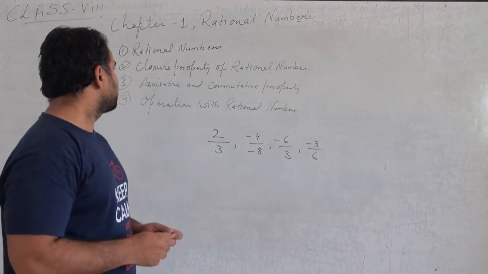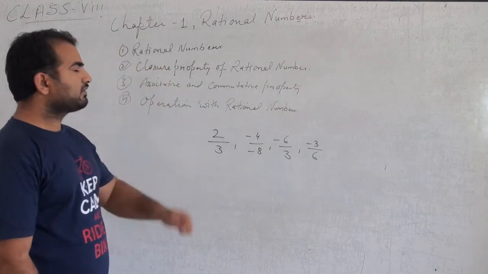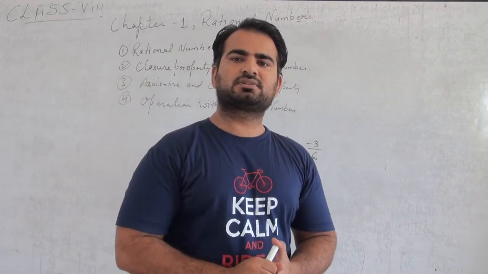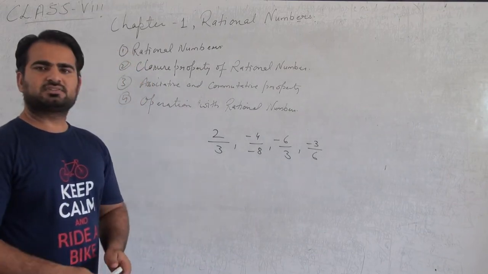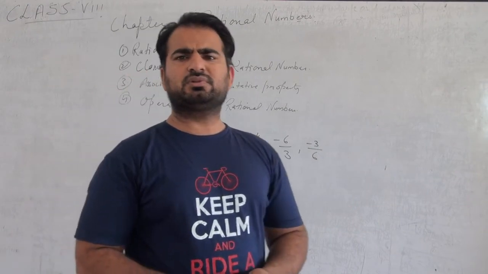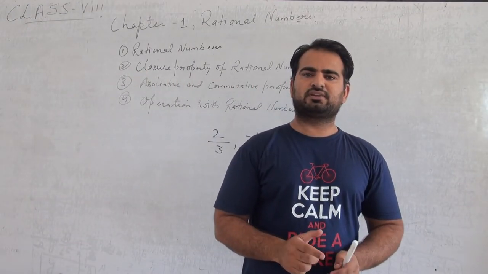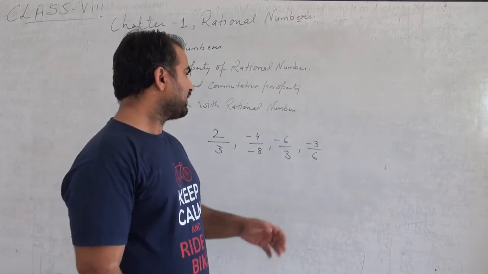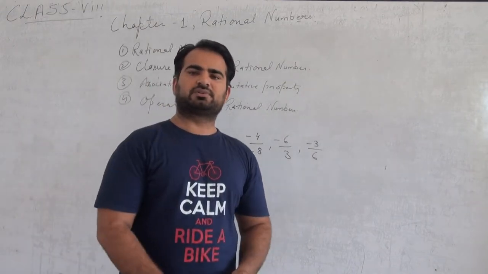Okay, so next, second point is closure property of rational numbers. We know that all the rational numbers are closed under addition, subtraction and multiplication. But while dividing two rational numbers, the answer can or cannot be a rational number. So in this chapter we will study how to add, subtract, divide and multiply the rational numbers.